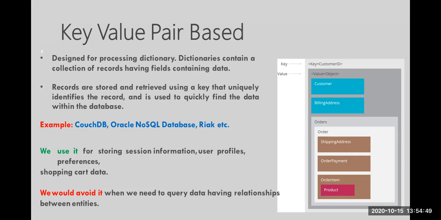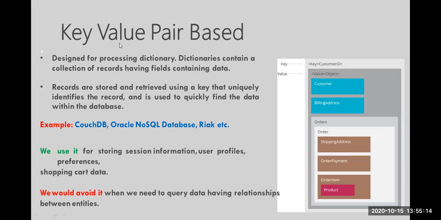Records are stored and retrieved using the key that uniquely identifies the record and is used to quickly find the data within the databases. Suppose, given a diagram, customer and billing address are there, orders are there, an order can have a shipping address, then the order payment and the product will be there. That all will be in a database.